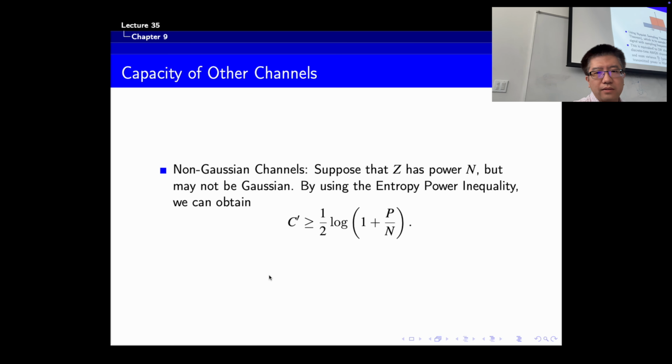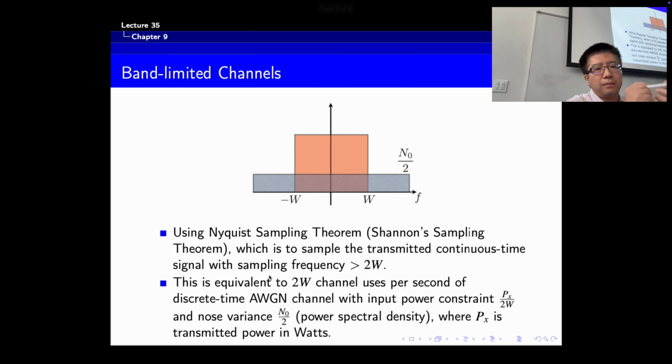Okay, so next we go over the capacity of the band-limited channel, and here we connect the capacity per channel use to the actual number of bits we can transmit per second in practice.